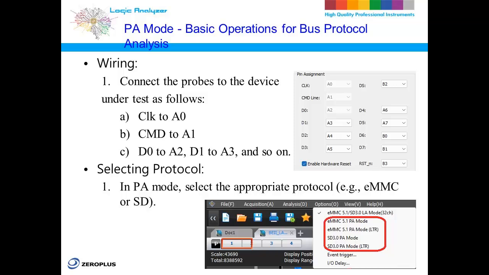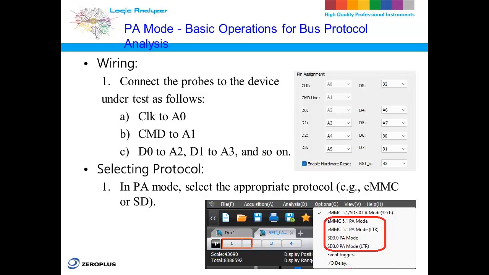Connect the command line to channel A1. Command is the main signal for control instructions, used to manage the transmission of protocol commands. In many memory protocols, the command line is used to send read, write, and other operational commands. Connect the data lines, D0, D1, D2, D3, etc., to channels A2, A3, and so on. These data lines carry the actual data or command parameters, making them one of the most important signals in the protocol. These wiring setups ensure that each channel correctly receives the related signals from the protocol, allowing you to capture and decode the protocol data.